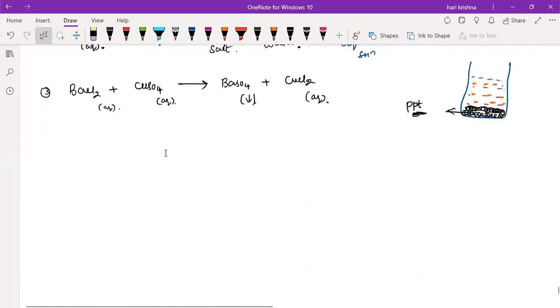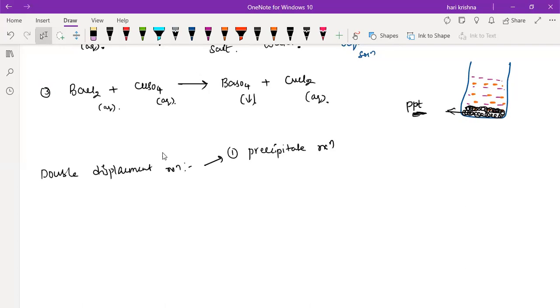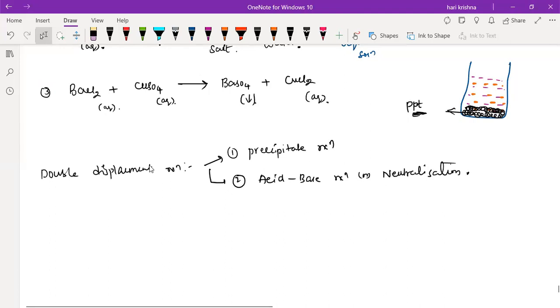So again, double displacement reactions are of two types. I have already given examples of those two types. One is the precipitate reaction. The second one is the acid-base reaction, or we can call it a neutralization reaction. So double displacement reactions are of two types: one is the precipitate reaction, the other is the acid-base reaction.